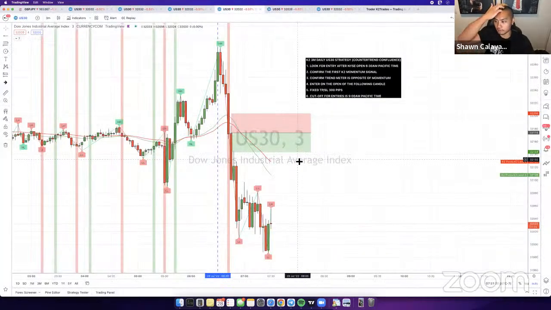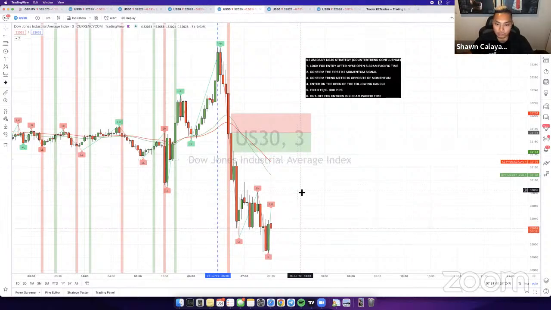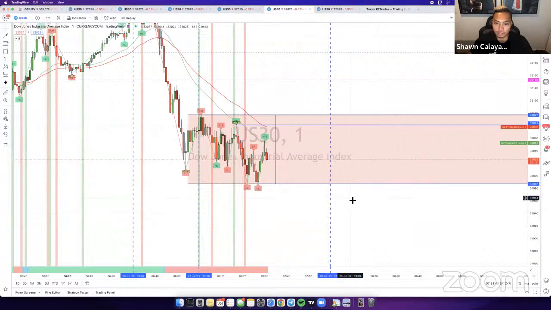Let's see, Maddie said 3-minute daily. Jamie's asking if anyone's TradingView is frozen. Mine looks fine. You might have to just refresh it, Jamie. So if your TradingView is frozen, you can hit Control R or Command R on your computer, and it'll refresh it.